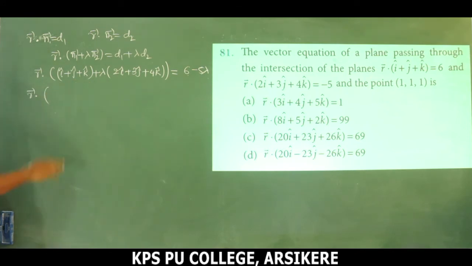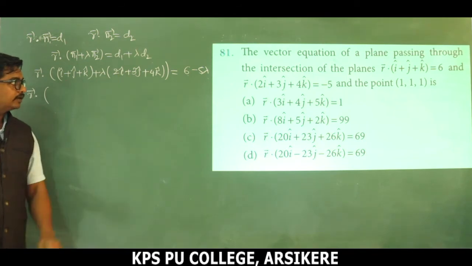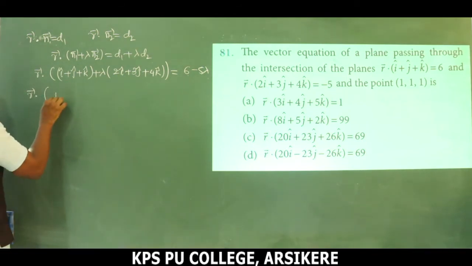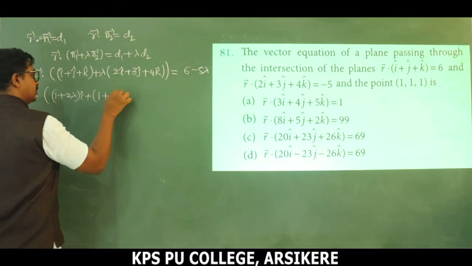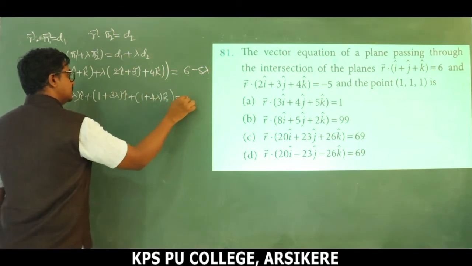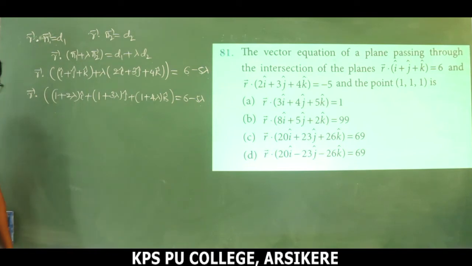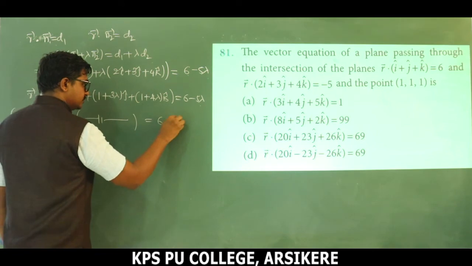Vector r dot, simplify the terms here: i plus j plus k, they multiply with lambda here, 2 lambda into i cap plus 3 lambda into j cap plus 4 lambda into k cap, that becomes (1 plus 2 lambda) into i cap plus (1 plus 3 lambda) into j cap plus (1 plus 4 lambda) into k cap is equal to 6 minus 5 lambda. So this vector r is nothing but x into i cap plus y into j cap plus z into k cap, right? Dot, that's the same thing, is equal to 6 minus 5 lambda.